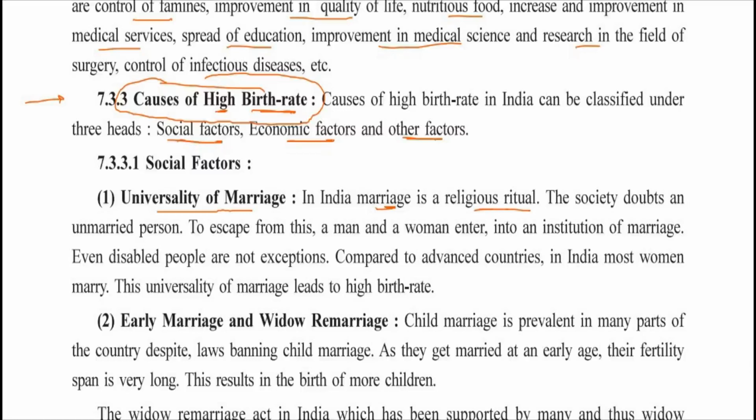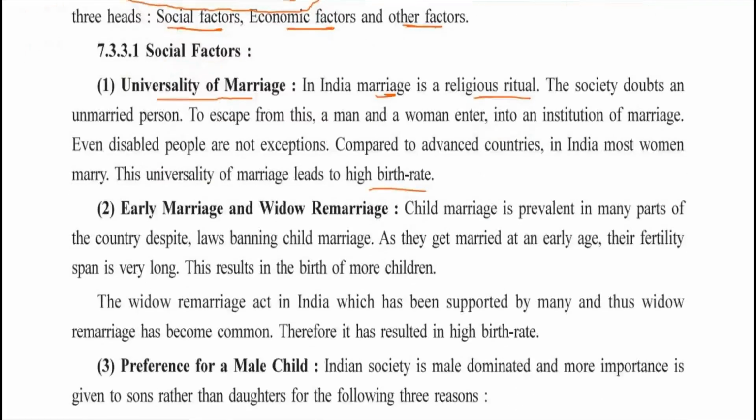To marry is considered to be a good thing. Even disabled people are made to marry. So this results in more married couples, and obviously more married couples will have a higher birth rate. Very logical reasoning. Second would be early marriage and widow remarriage. Widow remarriage is comparatively low, it's not a big cause, but early marriage is definitely a cause, because the earlier you marry, the more sexually active years you have. And fertility is also quite higher at a lower age, and the fertility span is also very long.